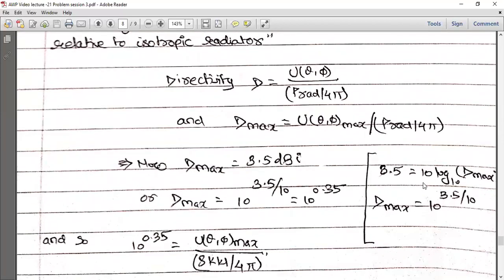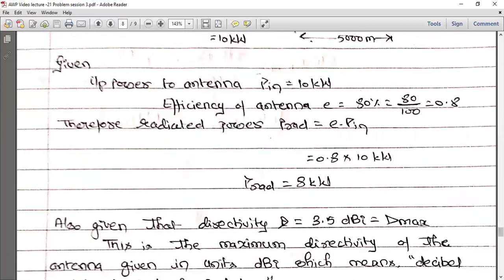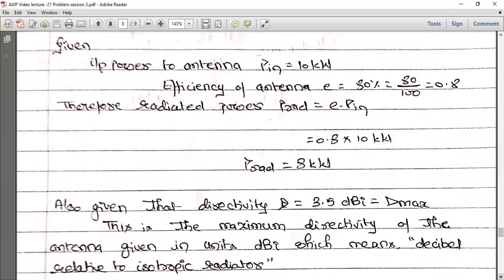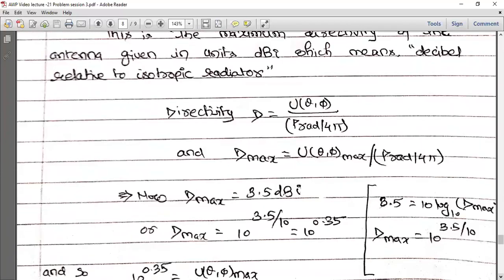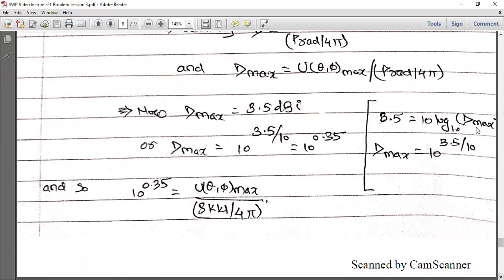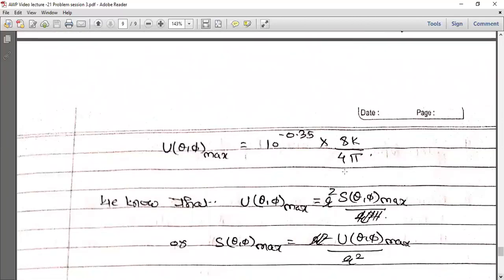3.5 dBi can be converted to simple directivity by using 10 log10 of D max. When this 10 goes to the other side, we have 3.5 divided by 10. When you remove the log, you get 10 to the power 3.5 divided by 10, which is 10 to the power 0.35. So we substitute 10^0.35 in place of D max. U(θ,φ) max, I don't know, so we use it as it is. Power radiated is 8 kilowatt upon 4π. In this way, we find U(θ,φ) max given by this expression.